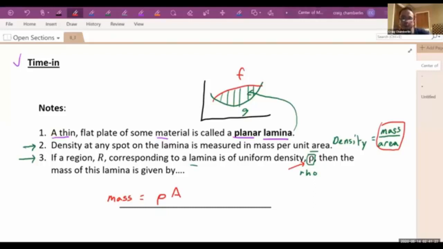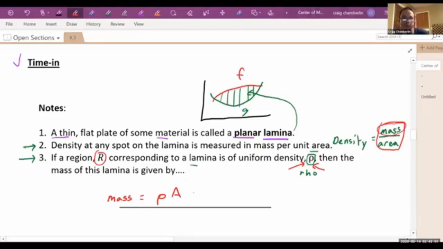So we got this planar lamina, a thin flat sheet of some material. The density at any spot is measured in mass per unit area, mass over area. And then we just, for note number 3, said that if the region R corresponding to a lamina is of uniform density, Greek symbol rho, then the mass is actually going to be just equal to rho times the area of the region. Because if you multiply density, mass over area, times area, you're left with mass.